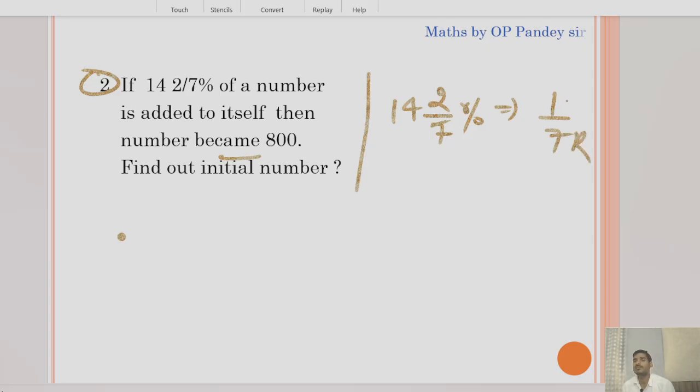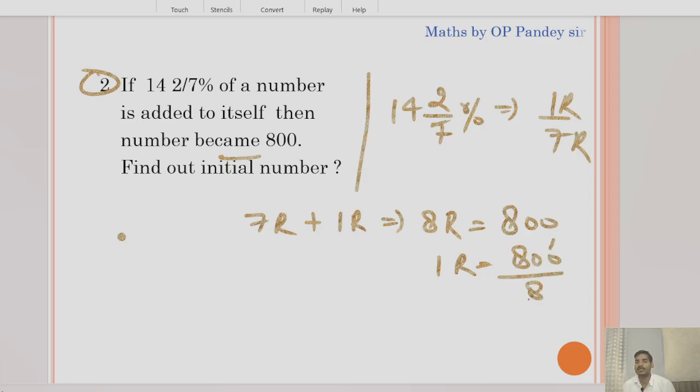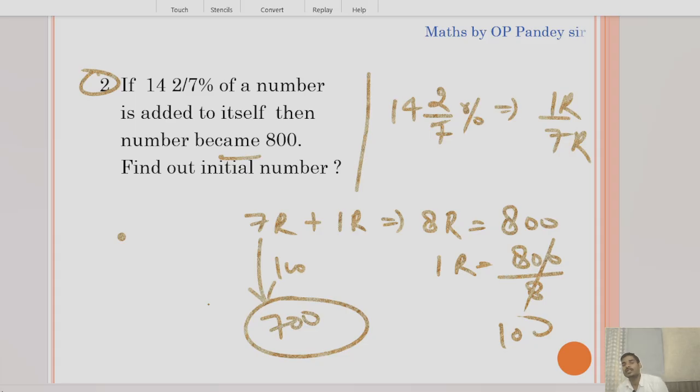7 ratio is the initial number, also called the original number, and 7 ratio is also 100% value. If 7 ratio is the original number, then 1 ratio is added to itself, the total becomes 8 ratio. And according to the question, 8 ratio becomes 800. So 1 ratio is 800 divided by 8, that is 100. And 7 ratio is what? Multiply by 100, that becomes 700. So 700 is the correct answer for this question.